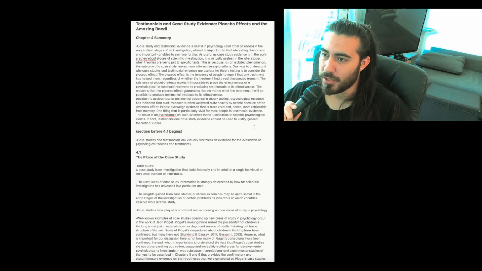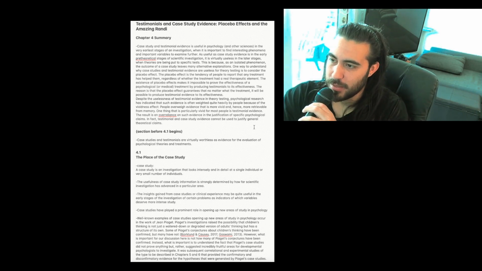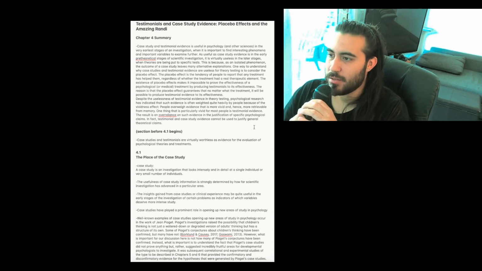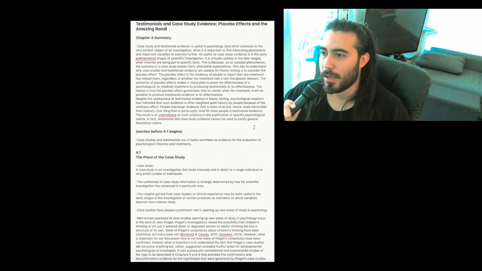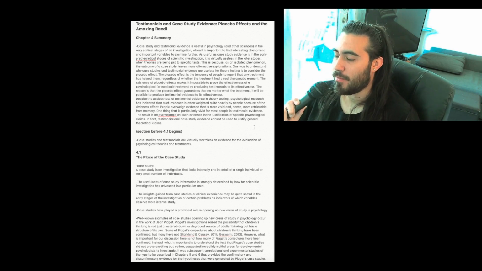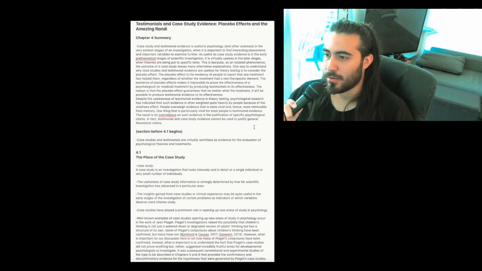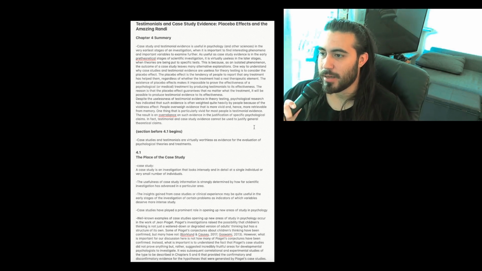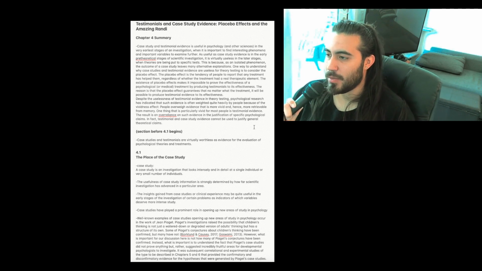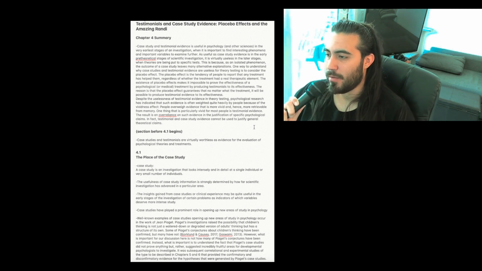So the Chapter 4 summary: Case study and testimonial evidence is useful in psychology and other sciences in the very earliest stages of an investigation, when it is important to find interesting phenomena and important variables to examine further. As useful as case study evidence is in the early pre-theoretical stages of scientific investigation, it is virtually useless in the later stages, when theories are being put to specific tests. This is because, as an isolated phenomenon, the outcome of a case study leaves many alternative explanations.